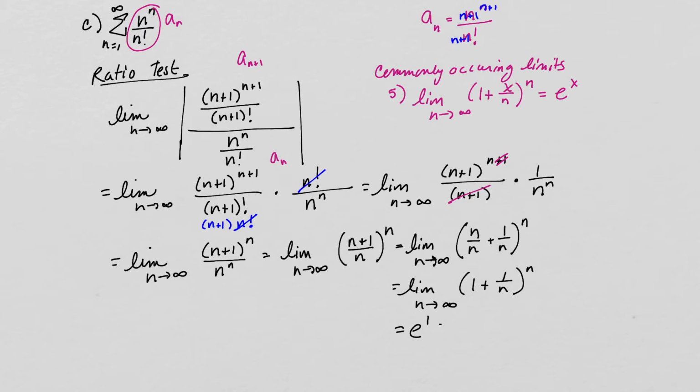And e to the first is something that's bigger than 1, so this sequence is going to diverge. Questions?